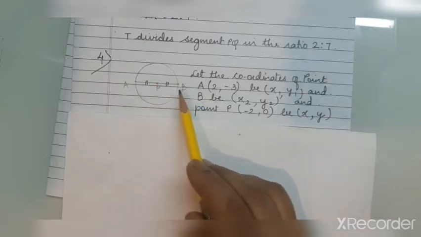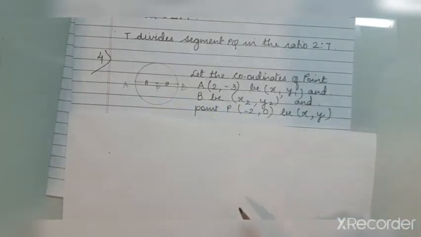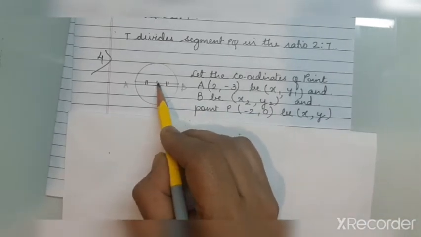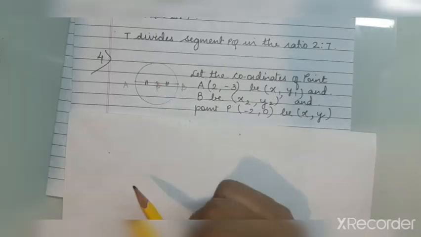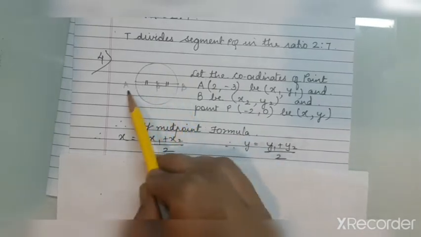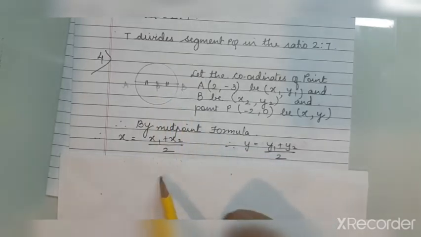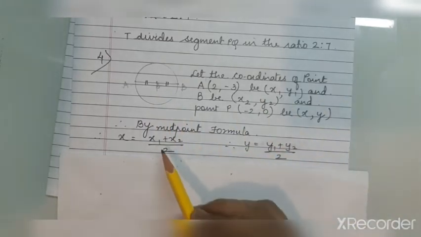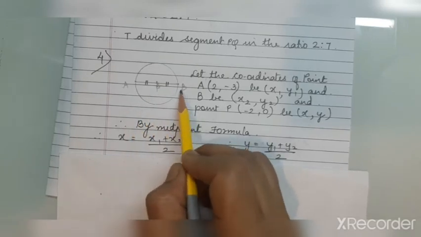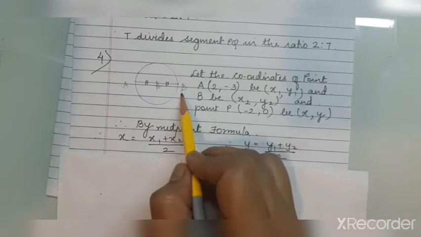So AP is equal to PB. In that case, P becomes the midpoint. Okay, and if P becomes the midpoint, if we have to find the coordinates of point P, we can use the midpoint formula. Okay, so here we have written everything. What are the coordinates? We have considered A as x1, y1, B as x2, y2, and P as x and y. Okay, and here if you see the B coordinate we have to find, here P is given and A is given, and we have to find a coordinate for B.